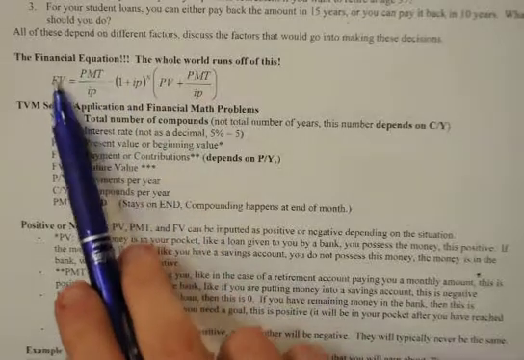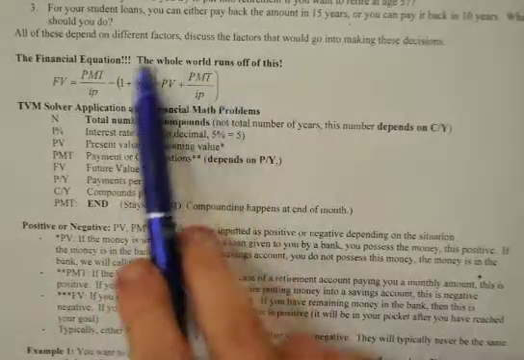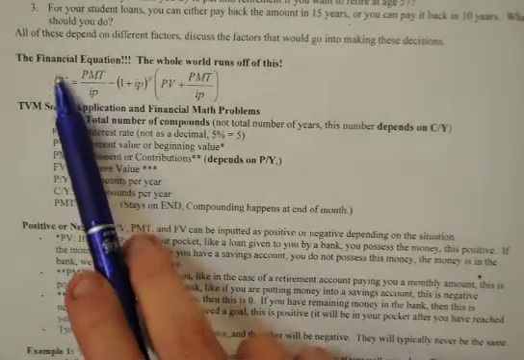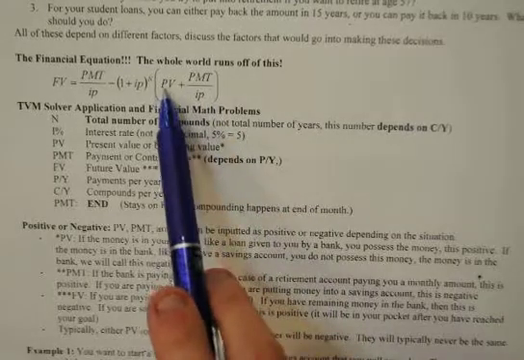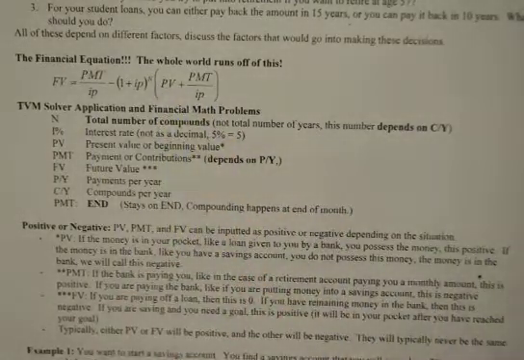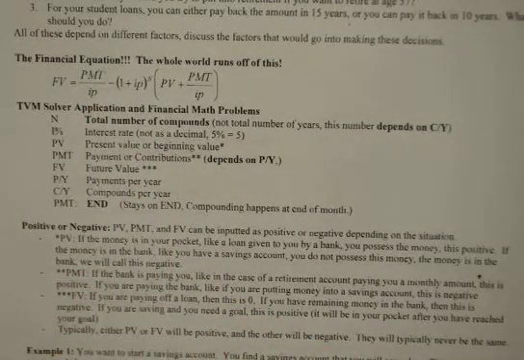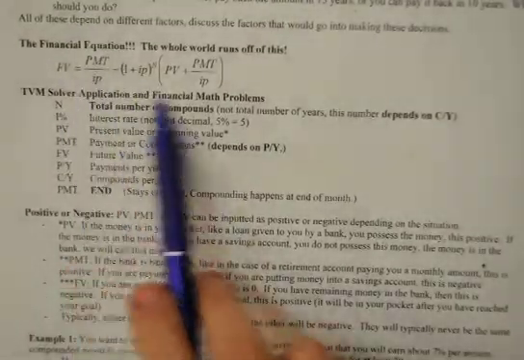This equation is the equation that runs the world. It takes all these factors into account: your monthly payment, your interest rate, the future value, the starting value, the present value. So all sorts of stuff in there. And this equation runs every type of loan. It runs depreciation on a car. It runs student loans. It runs mortgages. Everything. It's this equation. And this equation is a beast.